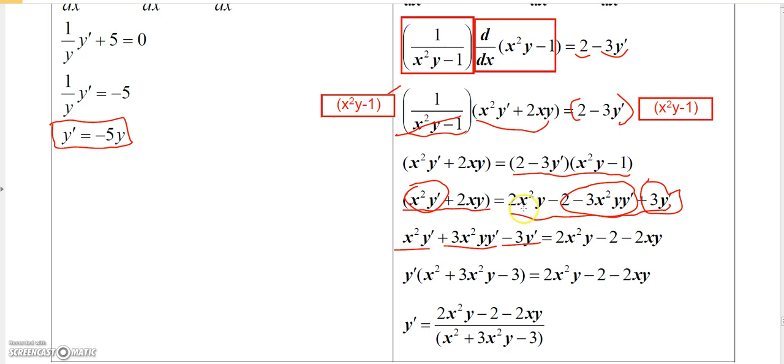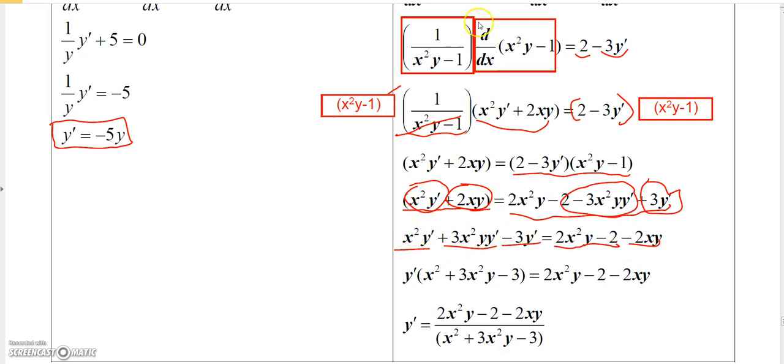And then, of course, I have 2x squared y here. But I need to get rid of this term, so I need to move it to the right hand side, and so that'll give me, oh, I almost lost my 2 there. So I have 2x squared y minus 2, so there's those 2 terms. And then when I move this term, the 2xy, over to the other side, I get the minus 2xy.